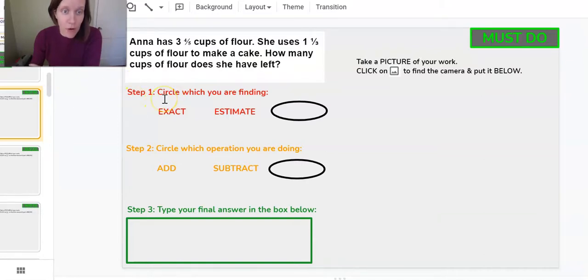Step 1, I'm going to go back to that problem and decide if I am finding an exact answer or estimating. Remember that if we're estimating, we're making a best guess. We're not finding that exact answer. In order to make a best guess, there are some words I'm going to see.